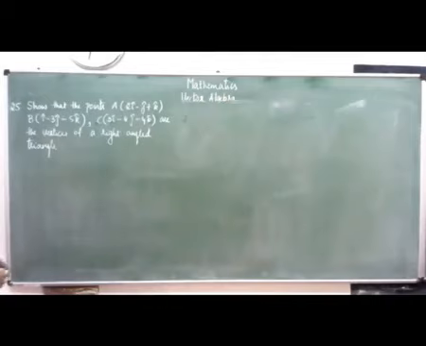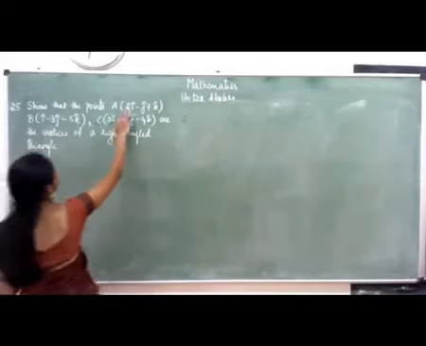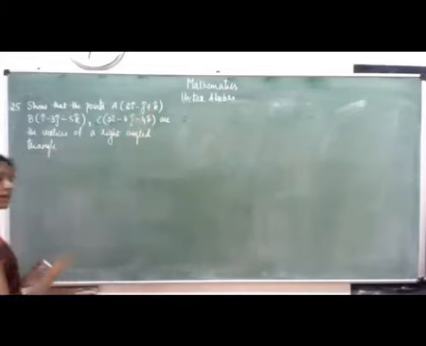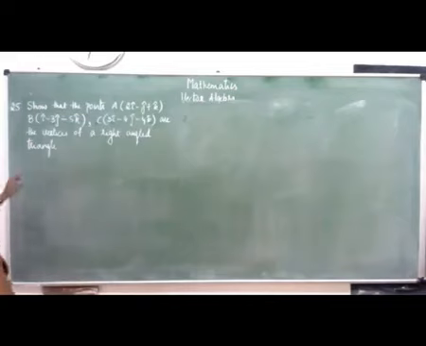Next problem. Show that the points A. Here actually they are given in vector form itself. That is, if they are given in point coordinates, then it will be 2, minus 1 and 1. So directly they have given it in the vector form. Next they have given B. The coordinates of this point B are 1, minus 3 and minus 5.